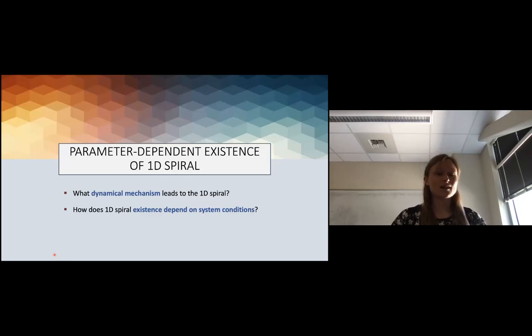All right, so now I want to get into understanding the existence of this 1D spiral. So asking the question of what are the dynamical mechanisms that lead to the 1D spiral, and how does the 1D spiral existence depend on the system conditions?